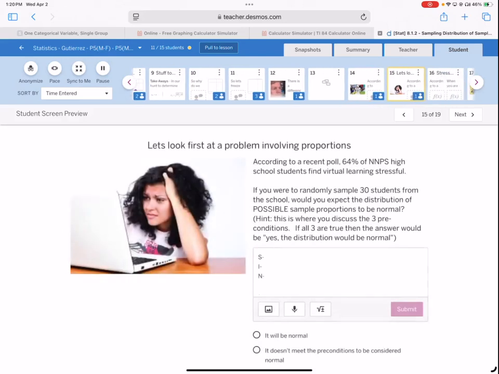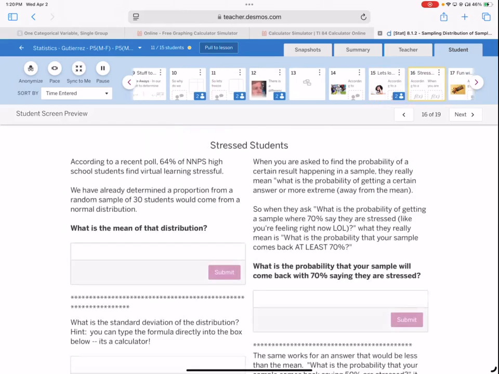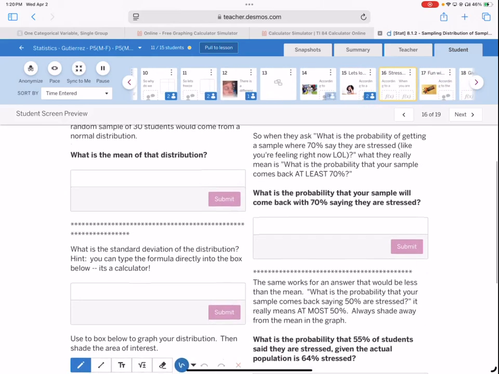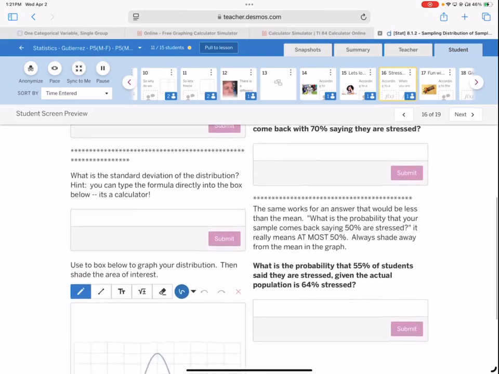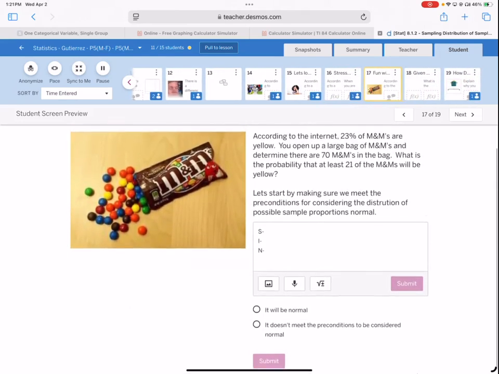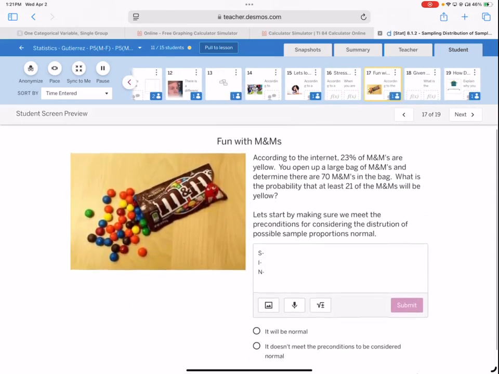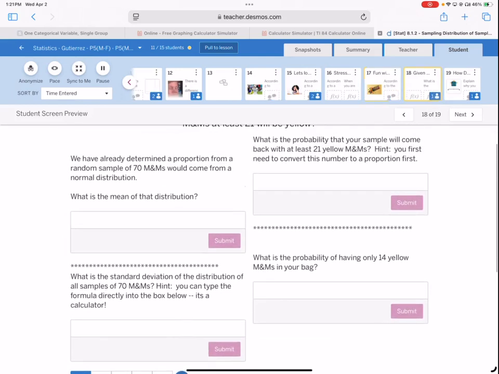Now, when we go on to slide 14, the answer is going to be yes to normal, but you have to tell me why. Because then I have a couple of follow-up questions. What is the mean? What is the standard deviation? And then these two problems are normal CDFs, just like we did. And then, again, this answer is going to be yes. Tell me why. And then you have some questions here, once again. What's the mean? What's the standard deviation? And then two normal CDF problems.